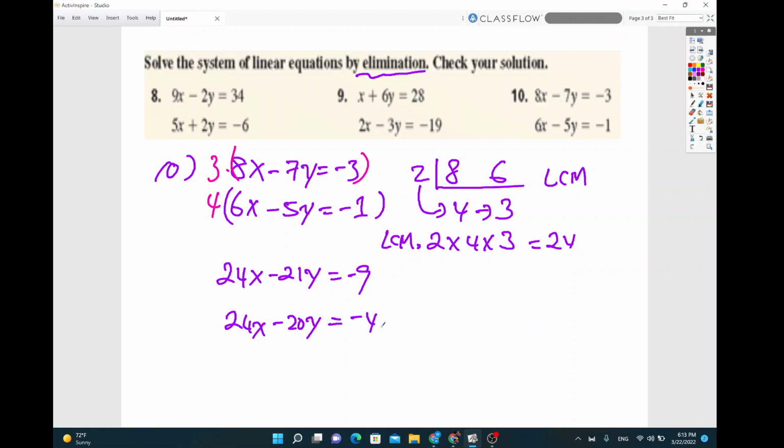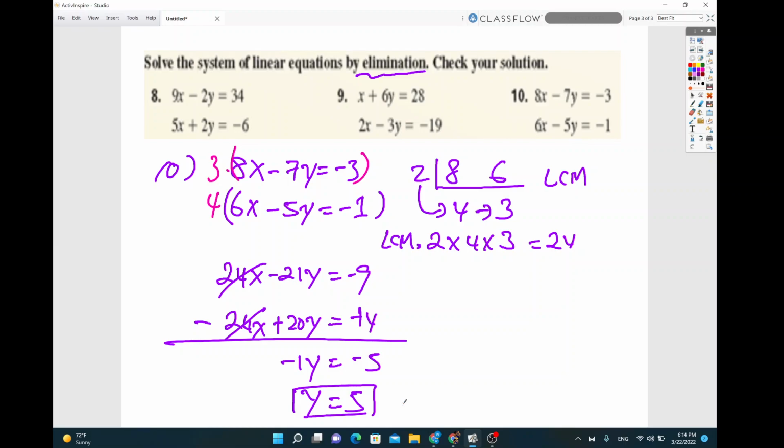And now what we can do here is subtract. 24x minus 24x cancels out. Negative 21y minus negative 20y: negative, negative, that'll be positive, so that'll be negative 1y. And then negative 9 minus negative 4, again negative, negative, positive, so negative 5. And then y equals 5. Once we solve for y, guess what we can do next? We can solve for x.